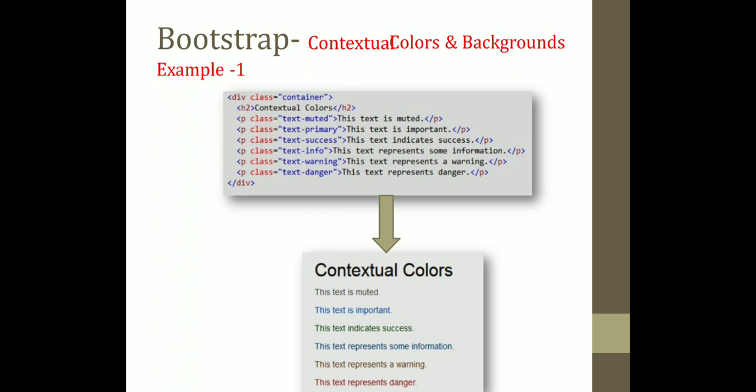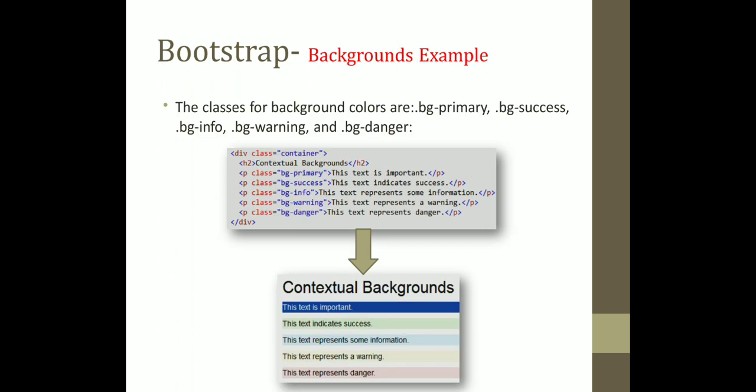Then the text info, this text represents some information, so it is given in indigo color, and the text warning is given in somewhat brownish color, and the text danger, so it is the red signal, so used in red text. So you can see the contextual colors and backgrounds are used by the Bootstrap that is provided by this Joomla. Okay, so it is very much useful and very easy to use as well.